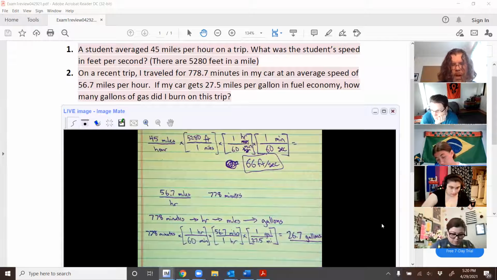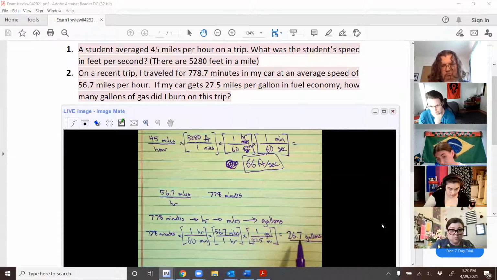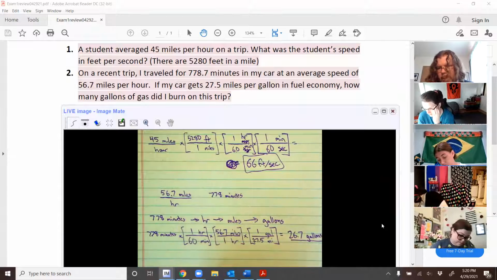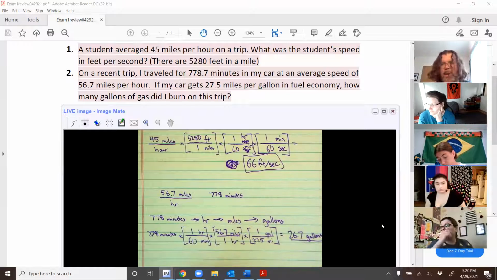Oops, I actually forgot to put the 778.7. I just did it as 778. So the answer, if you started with 778.7, is going to be slightly more gallons than 26.7. In the end, it's 26.8. In the end, the number of minutes that we're traveling isn't the important part.